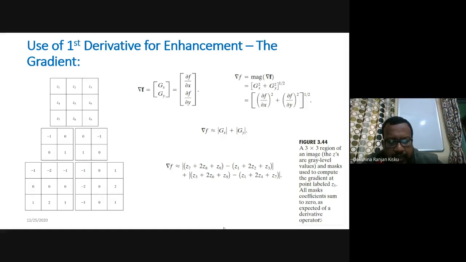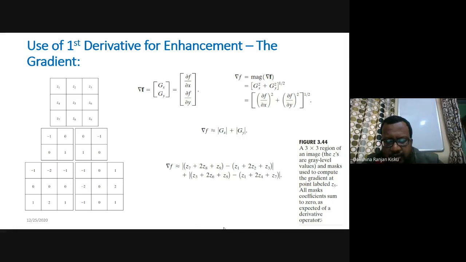Okay, and only the coefficient 2 is multiplied with the pixel value z8. Then we subtract z1, that is the first row, the summation of the pixel values which are found in the first row, z1, z2, z3. Only difference is that 2 is multiplied with z2, then we get the sum, and this sum is subtracted from the sum of the last row, that is z7 plus 2 z8 plus z9. So this gives us the x component.